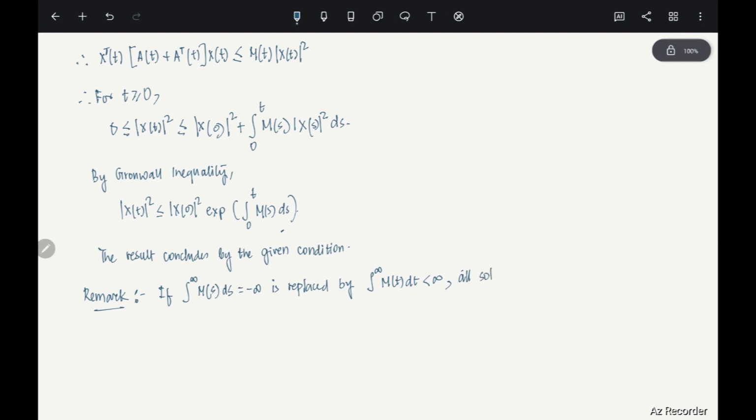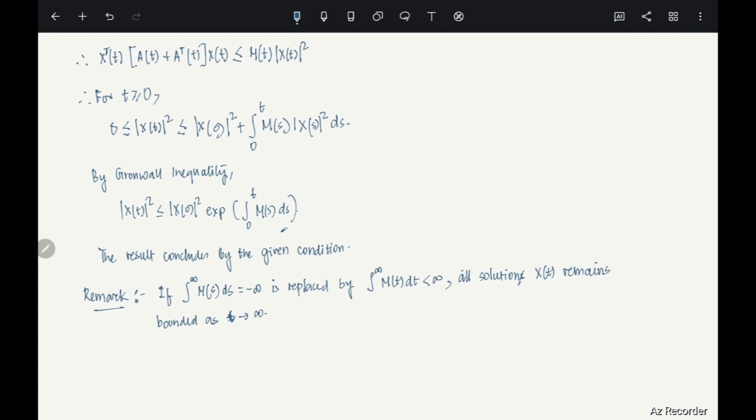All solutions x(t) remain bounded as t tends to infinity. Is this okay? If this is bounded, the exponential of that function is going to be bounded, and then x(t) is going to be bounded. So this is a very, very simple remark from this part here.